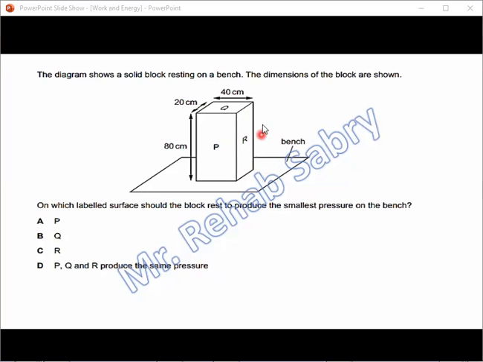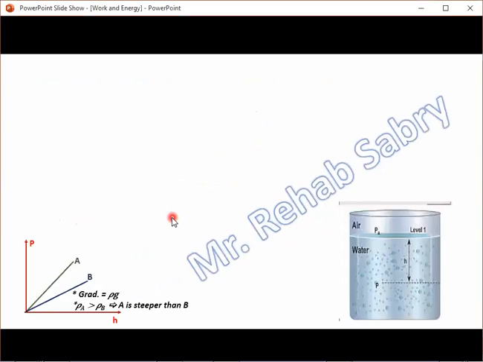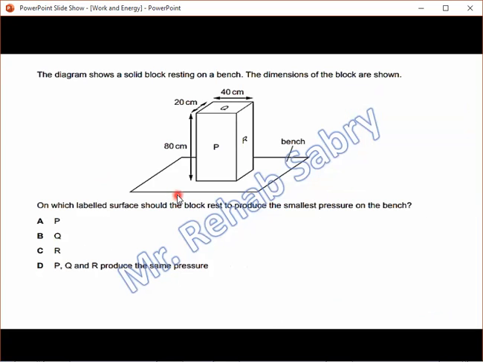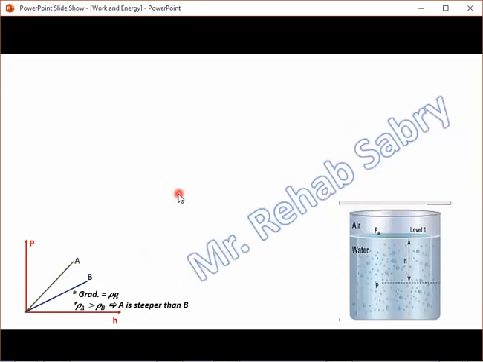We were saying the same weight applies, since it is the same block. To get the smallest pressure we have to put it on the largest area, as we explained in the previous argument. So where is the largest area here? The largest area is 80 times 40. So this is surface P, which is answer number 8. Here, if you observe, we wrote this is number one, the general formula. There are two other formulae that we will talk about.